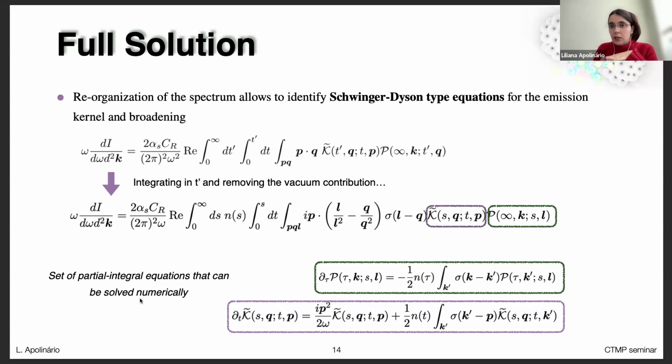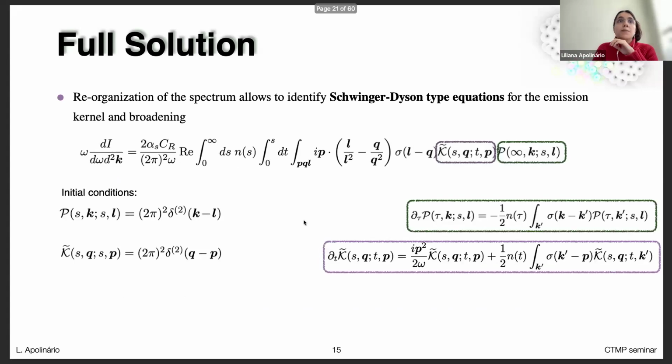Once we have the initial conditions, we can evolve both the broadening and the emission kernel up to the scale in which we are considering for the rest of the spectrum and do all the integrations. So this is just numerics from the beginning to the end. And of course, the initial conditions are very simple in this case.